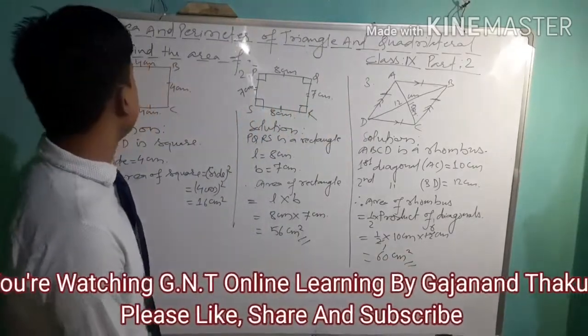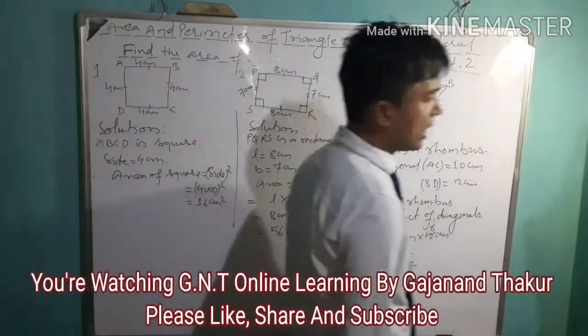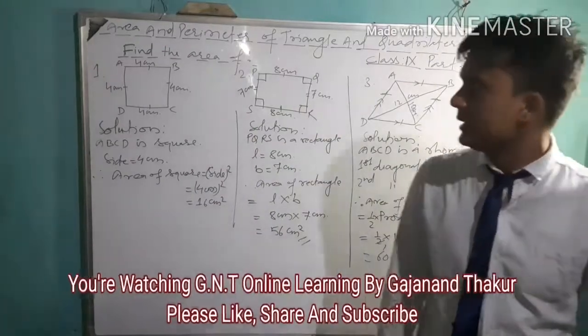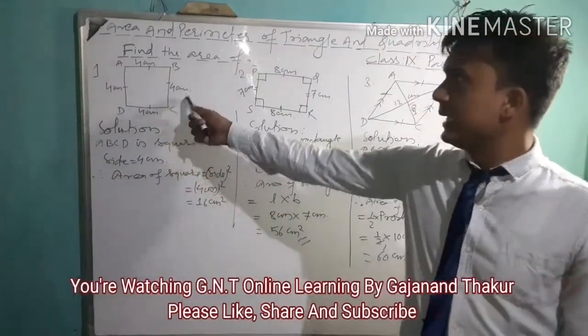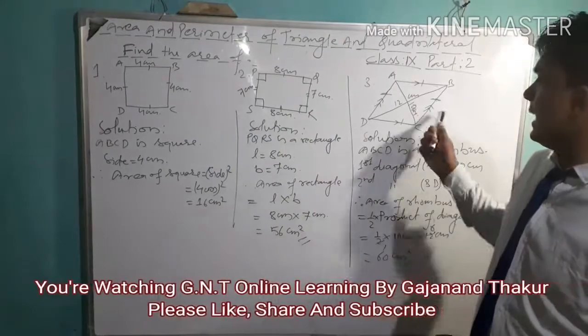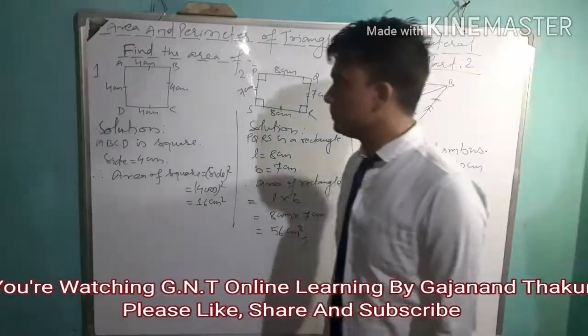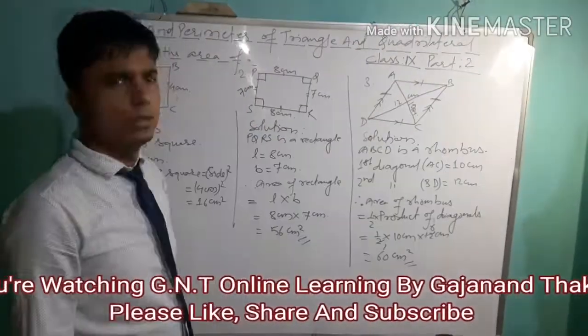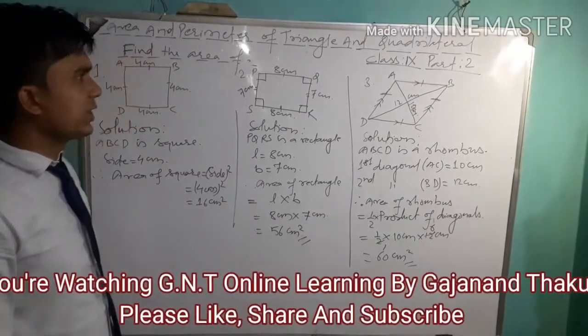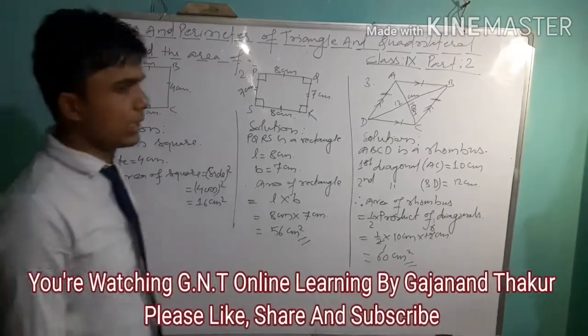So this is the process to find the area of the quadrilateral. Today we learned to find the area of a square, area of a rectangle, and area of a rhombus. I'll take a few more questions. That is the trapezium one.